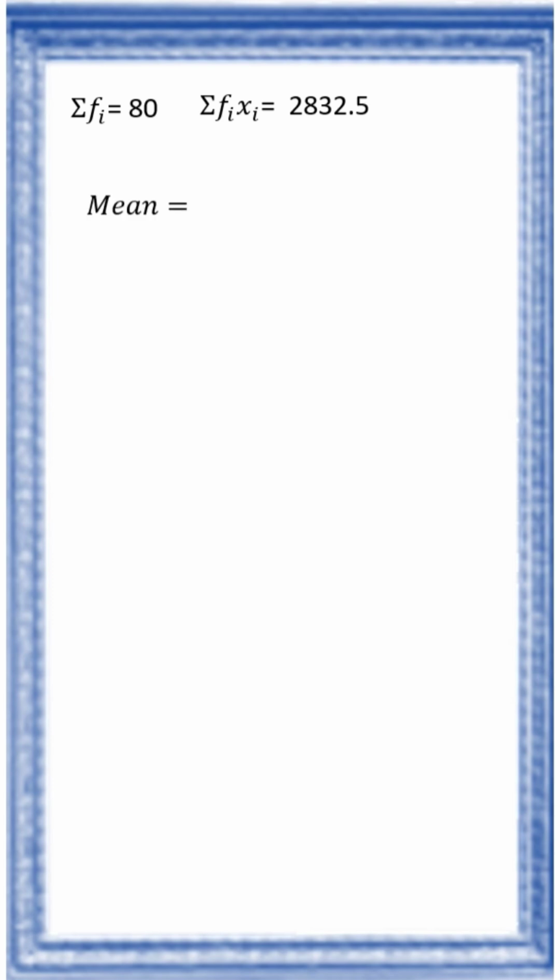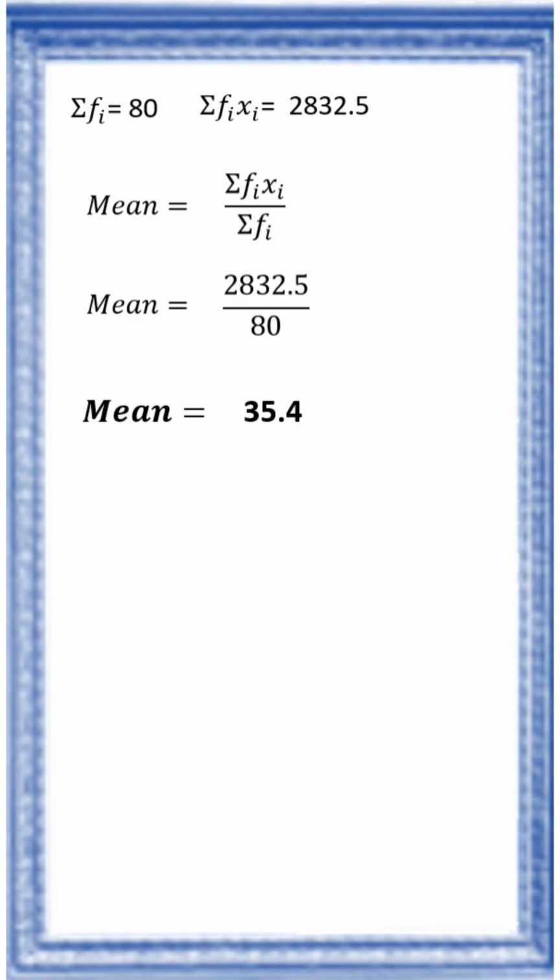Mean is equal to summation of fi xi upon summation of fi. Substitute the values: 2832.5 by 80. What is it? 35.4. So the mean of the data is 35.4.